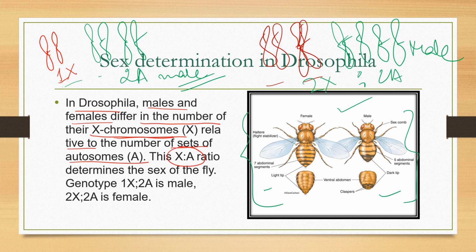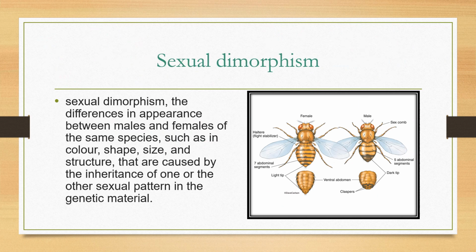That is the sexual dimorphism. That also I told we will discuss. Now let us discuss that. So what is sexual dimorphism? Sexual dimorphism is actually the difference in appearance between the males and the females of the same species, in shape, in color, in size and structure, that are caused by the inheritance of one or the other sexual pattern in the genetic material. So how is the variation happening?